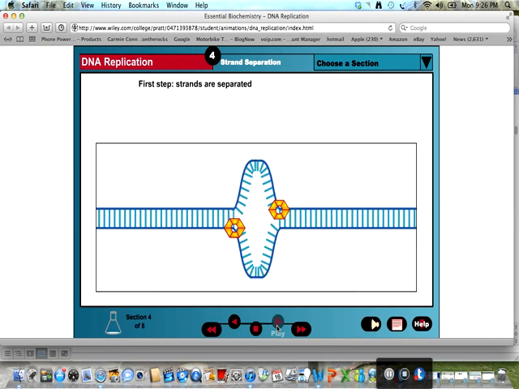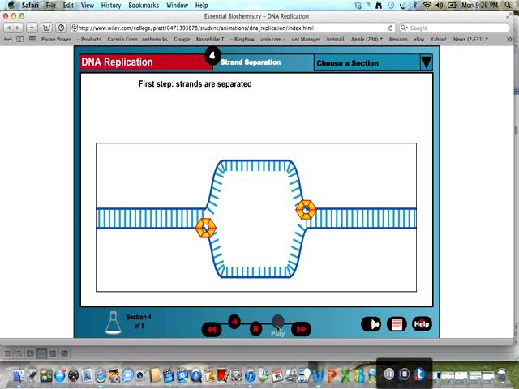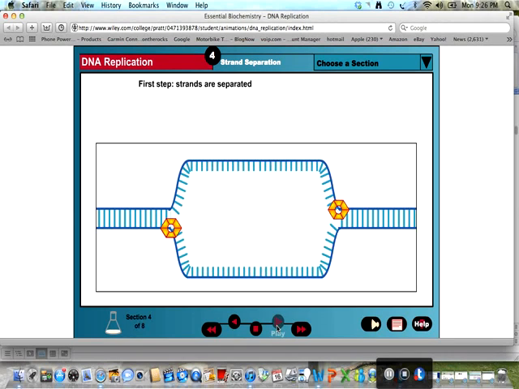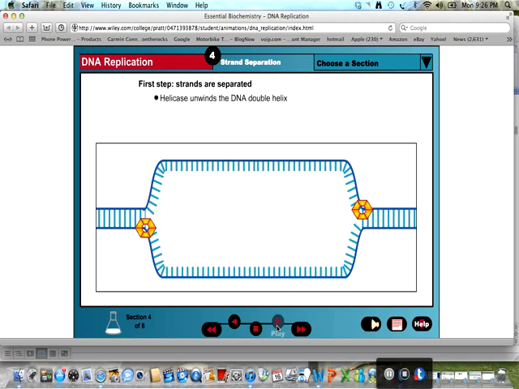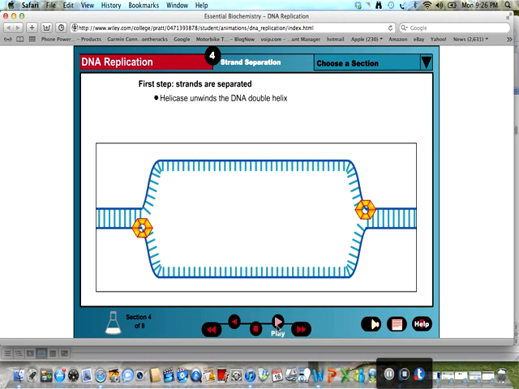Let's look at the steps of DNA replication in more detail. To begin the process of DNA replication, the 2 double helix strands are unwound and separated from each other by the helicase enzyme. The point where the DNA is separated into single strands and where new DNA will be synthesized is known as the replication fork.